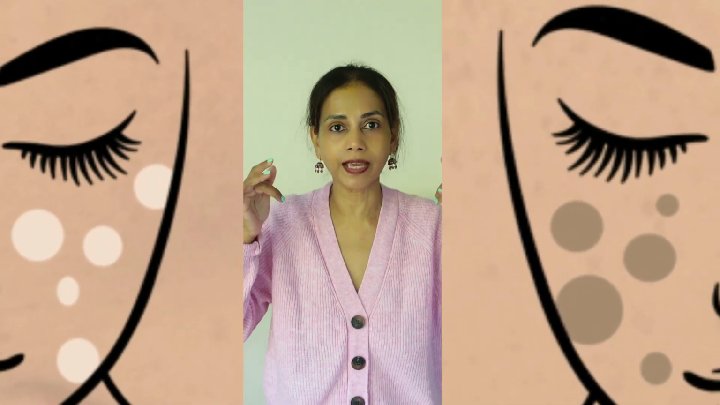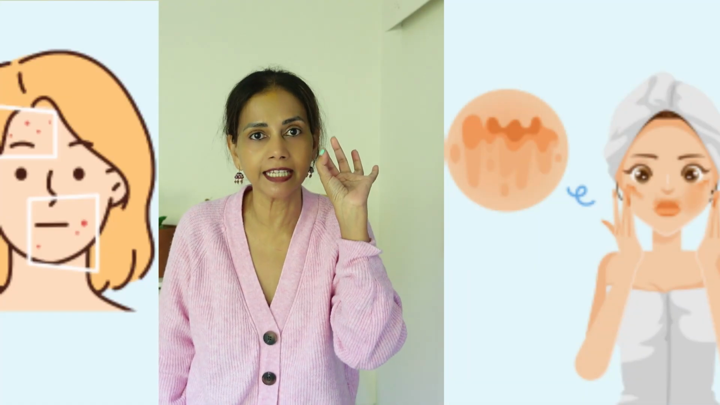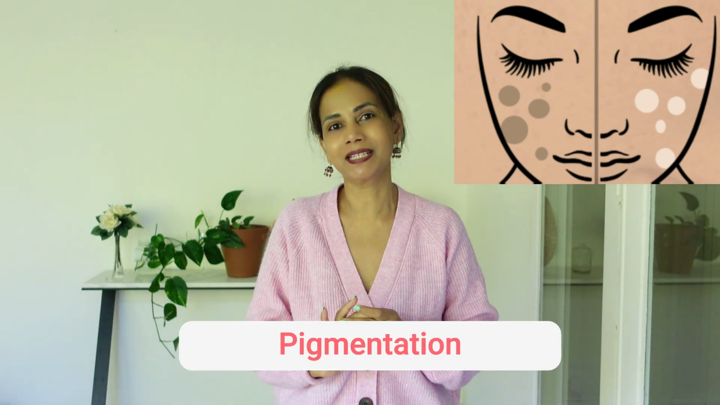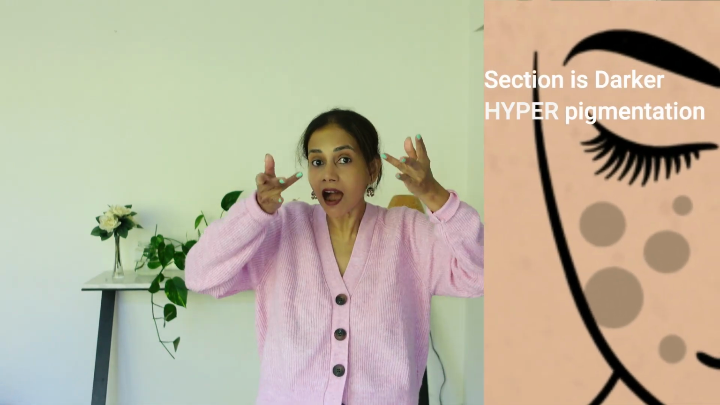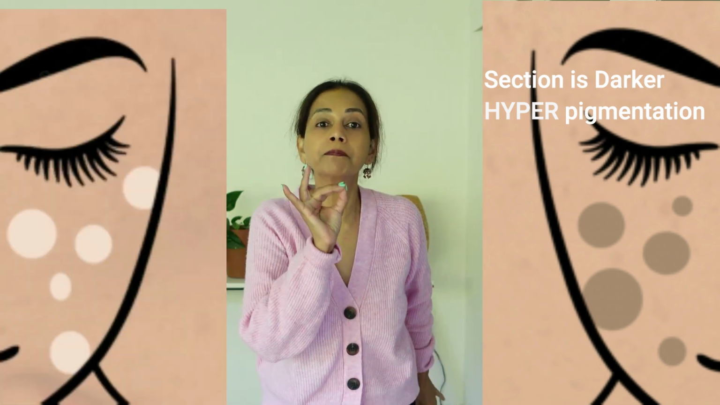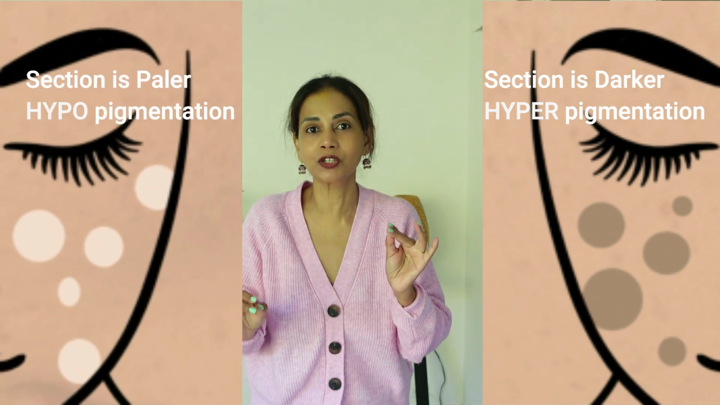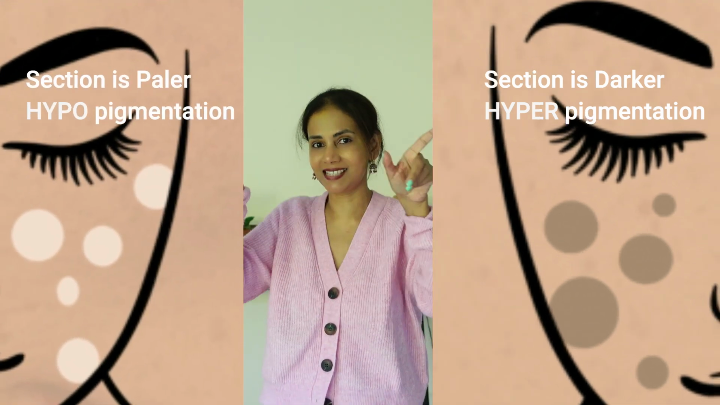Now let's get started. When a section of the face is darker or lighter than the rest of the face, it's called pigmentation. Now this section of the face can either be a patch or it can be a little tiny spot. Pigment means color. Now because this section of the face is different to the rest because of its color, it's called pigmentation. Hyperpigmentation is where this section of the skin is darker than the surrounding skin. Hypopigmentation is where this section of the skin is paler than the surrounding skin.